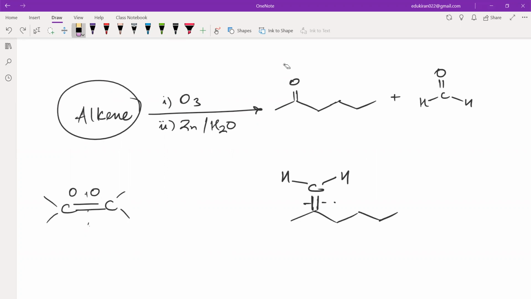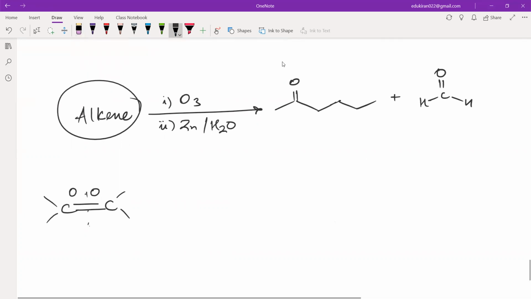Wait a second, write in a better way. You guys understood this, yes or no? Please tell me. From the product, yes, sir, we are going to get the alkene, right?